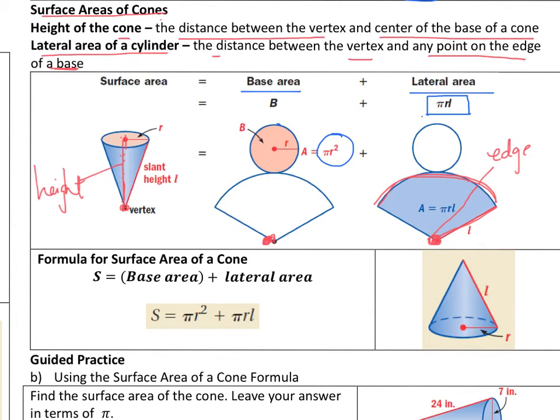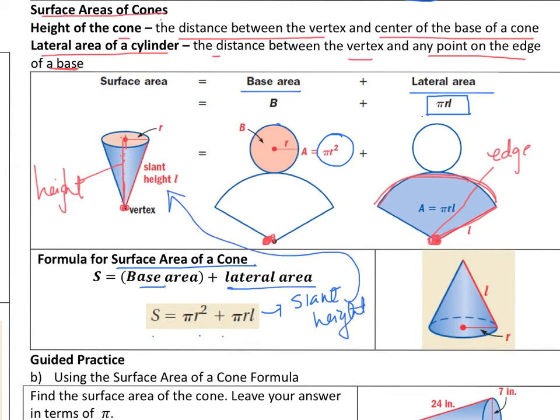So in summary, the surface area of a cone will be base area plus lateral area. S equals pi r squared plus pi r l. And remember, l stands for the slant height, which we have here. So this is the slant height, and this will be the height of the cone. We have two different heights.